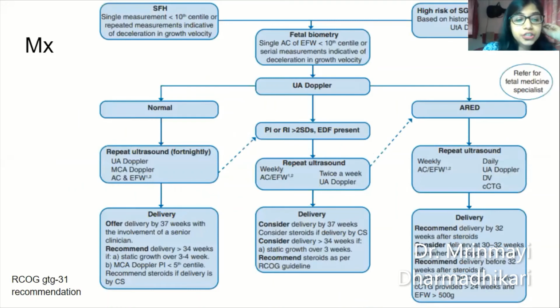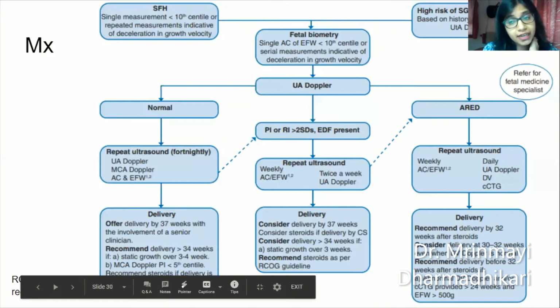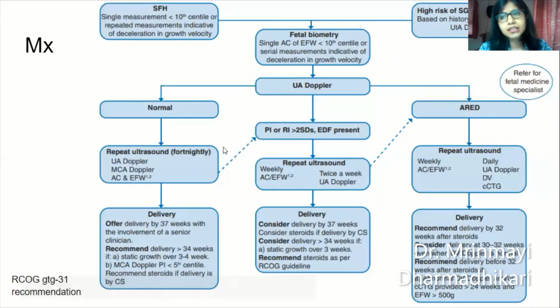Now, management of IUGR as per RCOG recommendations. These recommendations were given in 2013, updated last in 2014 with minor changes. So, symphysiofundal height. If you find that a single measurement of symphysiofundal height is less than the 10th centile, or repeated measurements are indicative of deceleration in growth velocity, or if there is a high risk of IUGR in these fetuses, especially based on history, uterine artery Doppler or biochemistry, that is PAPP-A, what will you do? Subject all these pregnancies to sonography for fetal biometry.